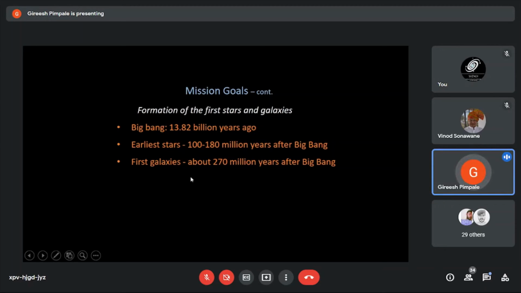Then first galaxies, when those were formed, the calculation is about 270 million years after the Big Bang. So you can see here that stars were formed earlier and galaxies formed later. So first galaxies were formed about 270 million years after Big Bang.